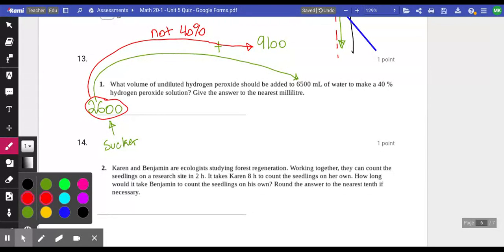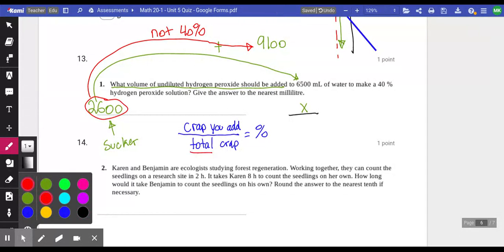So what you had to do, as soon as you read this problem, was remember my all-time famous formula, which is crap added, or crap you add, divided by total crap, equals percent. However much you're adding goes on the top. However much you end up with, so whatever you started plus whatever you added, will equal your percentage. In this case, we don't know how much we add, because it even says what volume should be added. So I go X divided by my total amount of crap, which is 6,500, what I started with, plus X because I mixed it in, and I want that to equal 40%, but as a decimal, so 0.4.